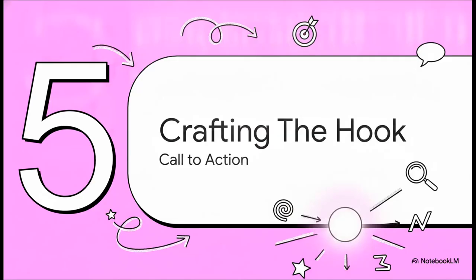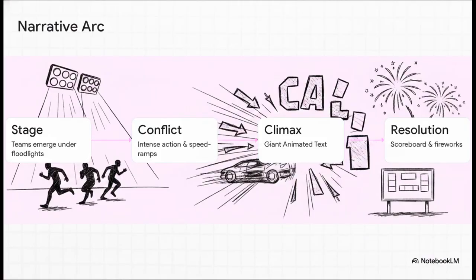Finally, we hit Section 5, crafting the ultimate hook. Just look at the chronological progression dictated here. Step 1, the teams emerge under the floodlights, setting the stage. Step 2, bam, the intense action and speed ramps hit you. Step 3, giant animated text identifying the matchup drops in to anchor you in the stakes. And finally, Step 4, the glowing scoreboard and fireworks. It is a flawless narrative arc. You've got setup, conflict, climax, and resolution, all mapped out perfectly.